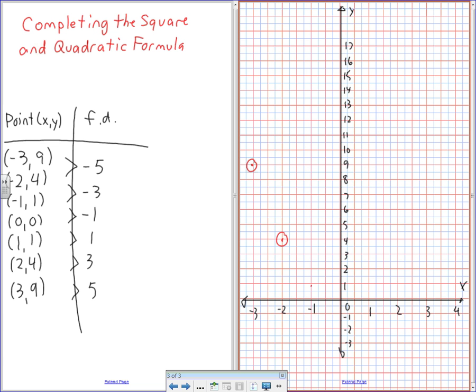Negative 1 comma 1, which is going to be there someplace. 0 and 0 is going to be there. 1 and 1 is going to be there. 2 and 4 is going to be there. And 3 and 9 is going to be there. Let's just say I had enough room, which I tend to. What's the next point to the right going to be?